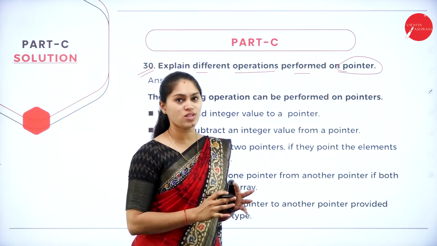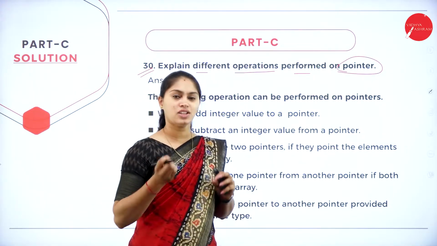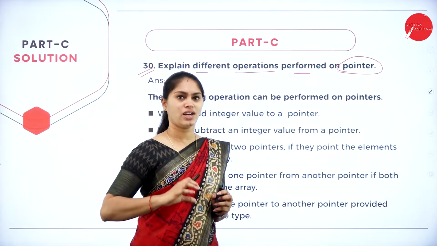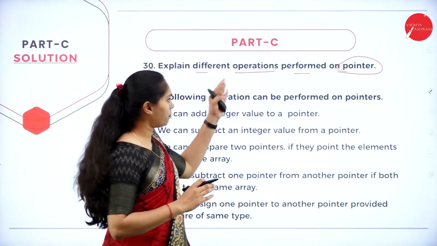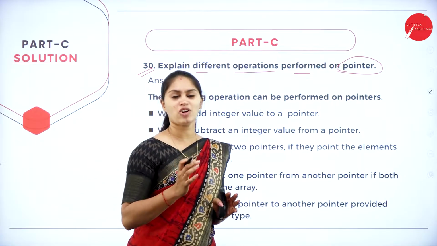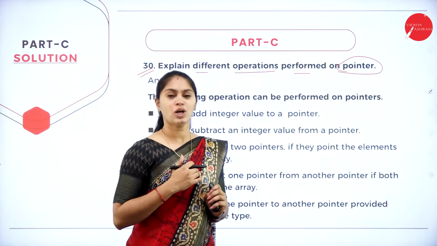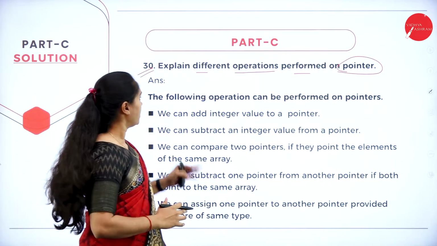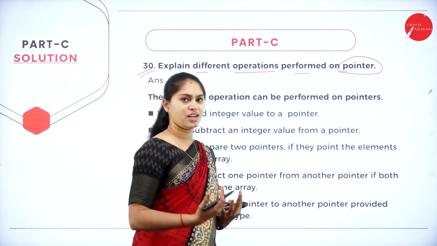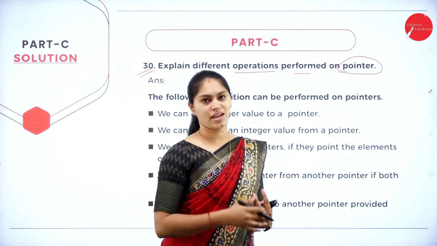So if it is do's, then you have to consider the operations which can be performed on a pointer. If they are asking you the don'ts, then the operations which cannot be performed on a pointer. So be conscious while you are reading a question. What is the question here? Explain different operations performed on the pointer. What are the different operations I can perform by making use of this pointer?